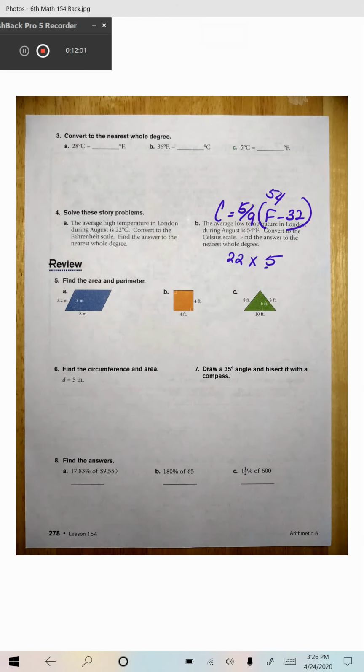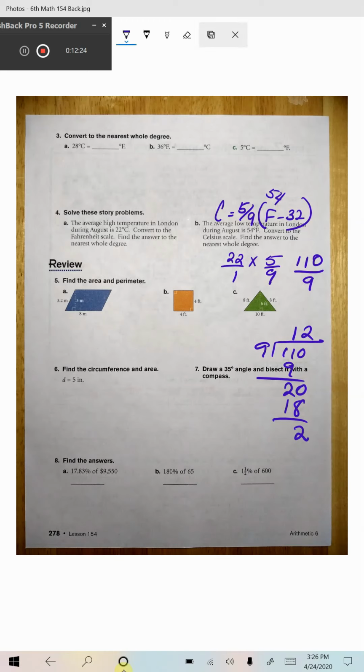And I'm going to multiply that by 5 over 9. Doesn't matter the order in multiplication. 22 times 5 is 110 over 9. So I have to do 110 divided by 9. At this point, I need to add a decimal, add a 0, 9 into 20, and I only have to go one place. That would be 2 times, which would be 18. And it's just going to be repeating 2. So 12.2. That does not round up. It stays the same. Sorry, I keep yawning. I think I need a nap.